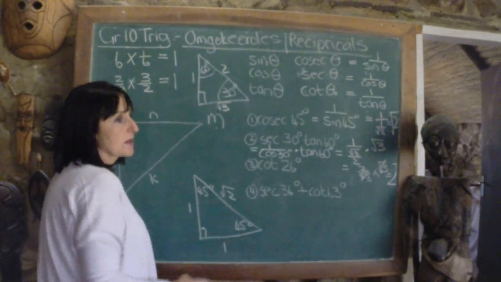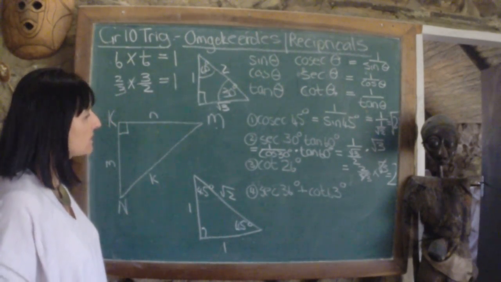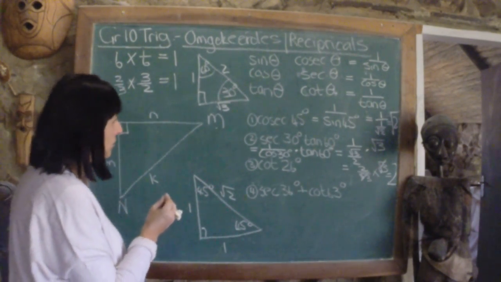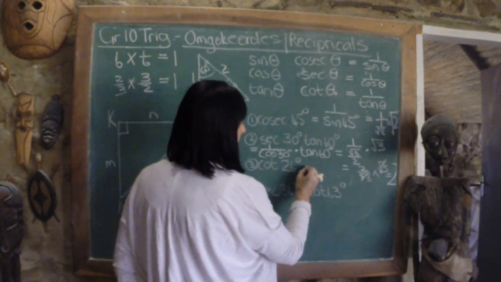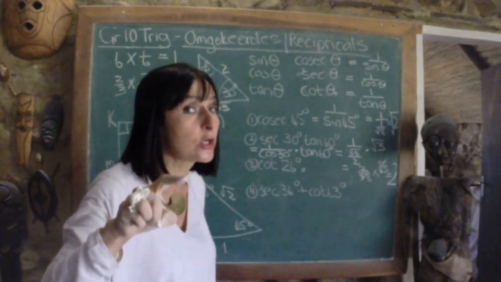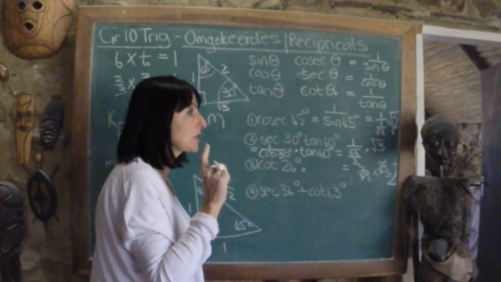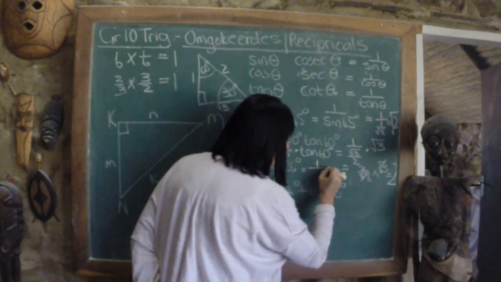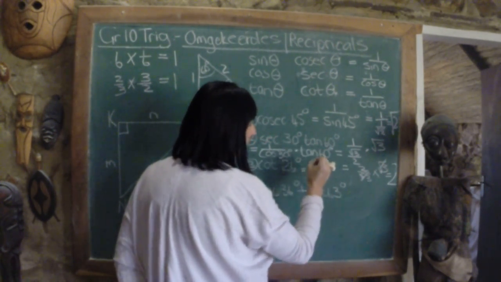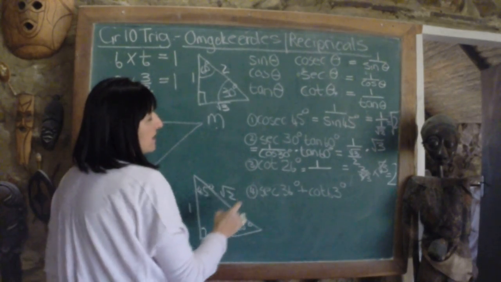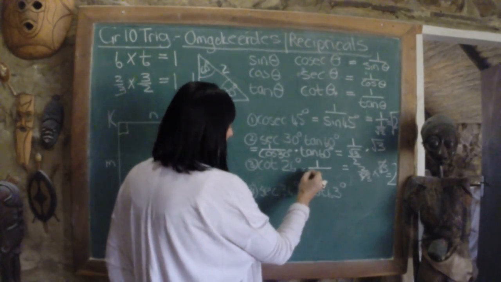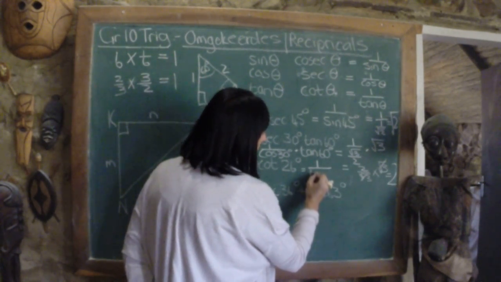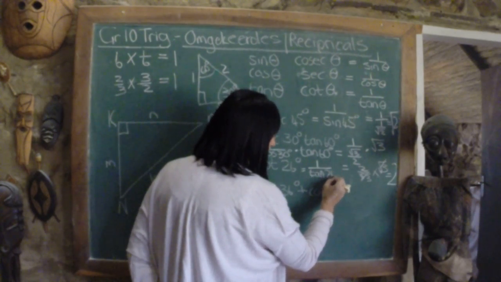Hierdie ouetjie moet ek met my sakrekenaar uitwerk, kot van 26. So wat gaan sit ek op my sakrekenaar in? Ek kies my breuke knoppie, I pick my fraction button and I put in 1 in the place of my numerator, and in the place of my denominator, I'm going to put in the tangent of 26.